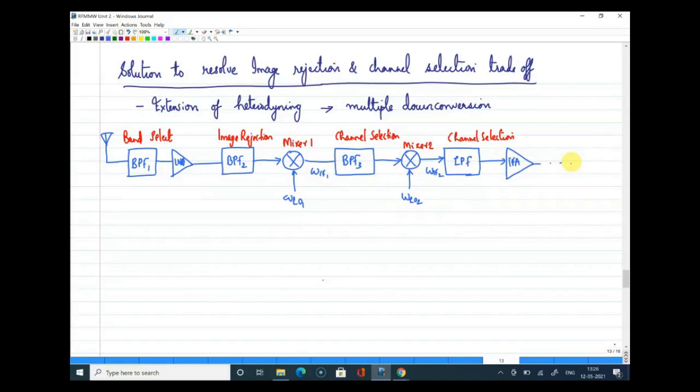Right. So the specialty of this structure is that we are down converting the signal twice, and for that reason we call this receiver a dual down conversion receiver, or we call this a dual IF heterodyne receiver. The names are coming from the structure itself: dual IF heterodyne receiver.